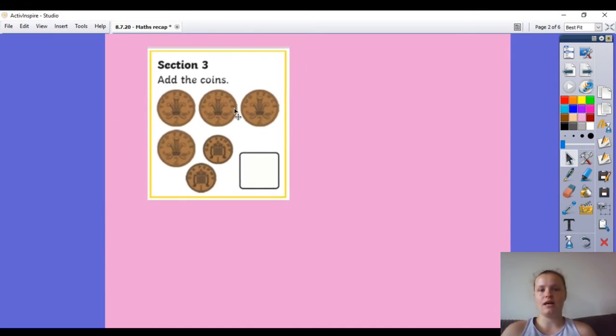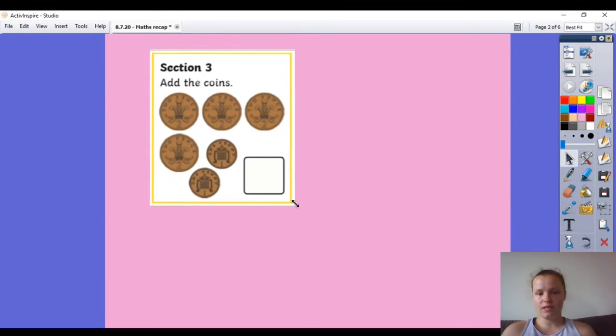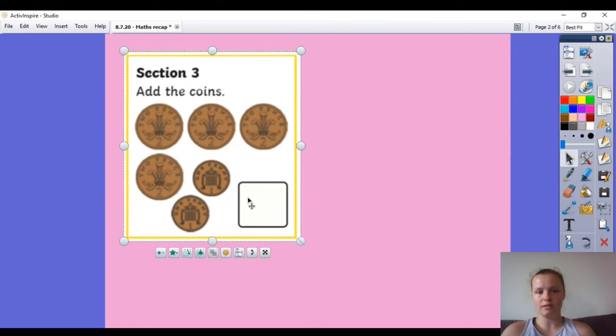Let's move on to the next question. Coins. I'm going to give you a few seconds now to look at those coins. Can you remember what coins these are? What coins are they?